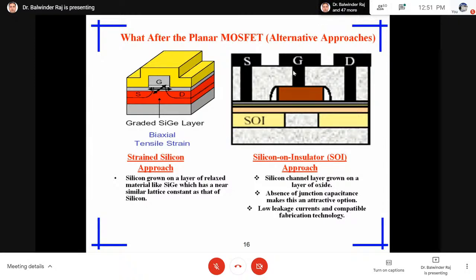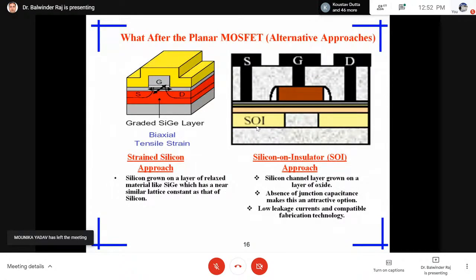But in this strained silicon, we can enhance its driving capability, but we cannot control its power dissipation. So if we have to control the power dissipation and leakage, an alternate approach is the silicon on insulator approach. In this, above the silicon substrate, we grow an additional insulation layer.